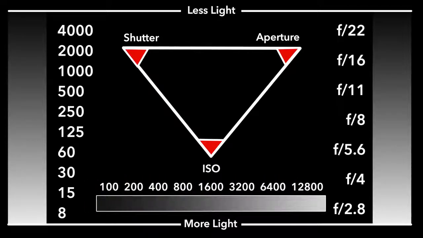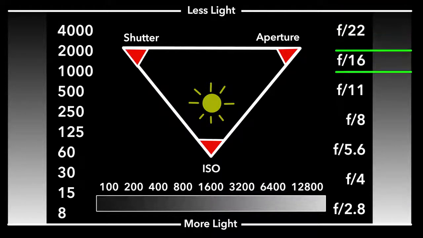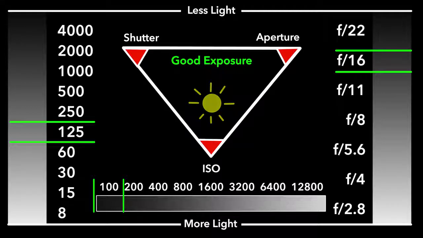Now for the sake of argument, let's say that we have a nice sunny day and we have our camera set to f16 and our shutter speed is 125 and our ISO is at 100. We have a proper exposure at those settings. Well, for some reason, we don't want to shoot at f16 because of depth of field, let's say. And so we want to shoot at 2.8. So let's see how stops affect this.